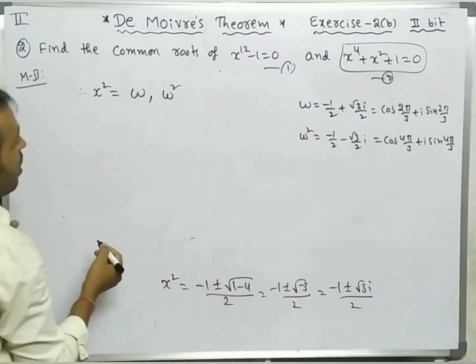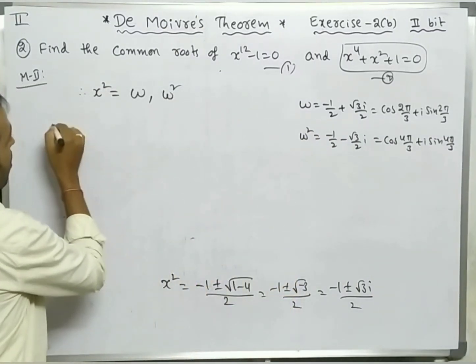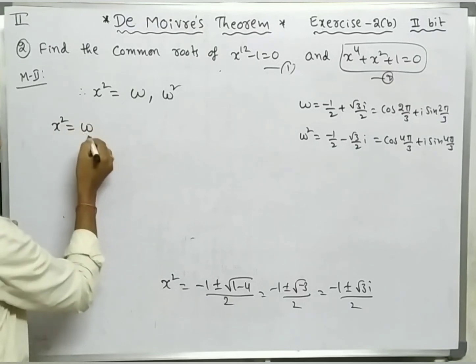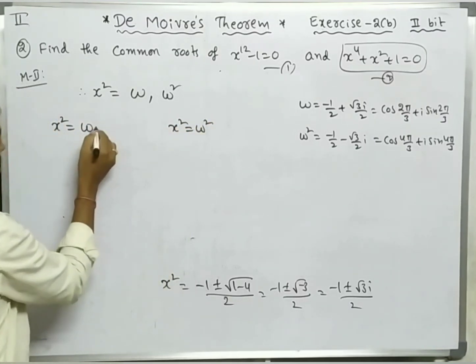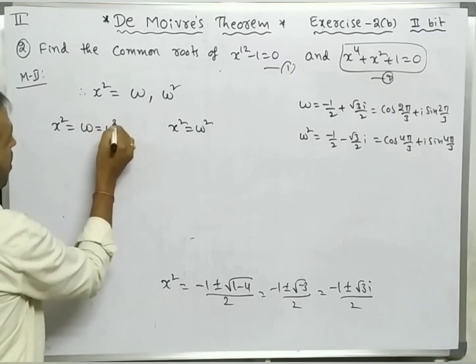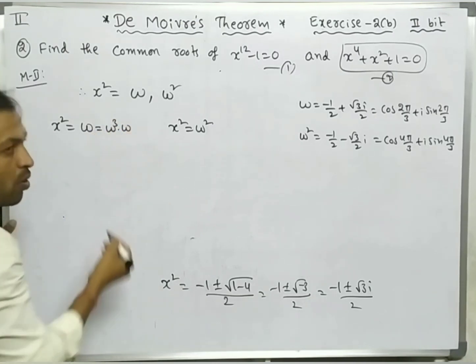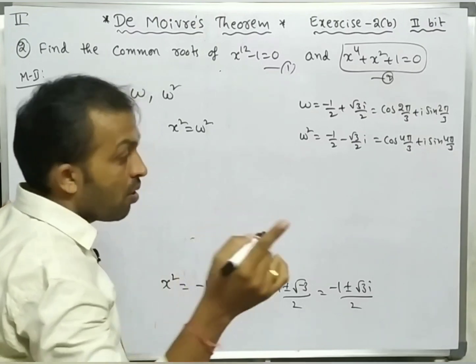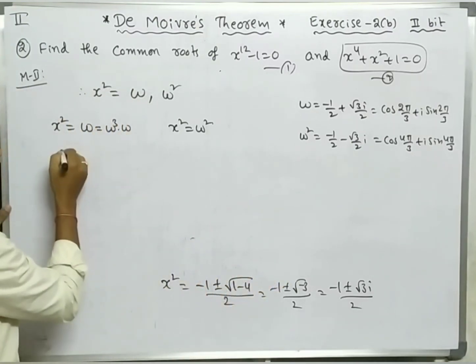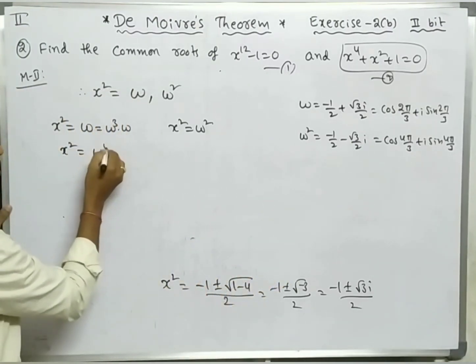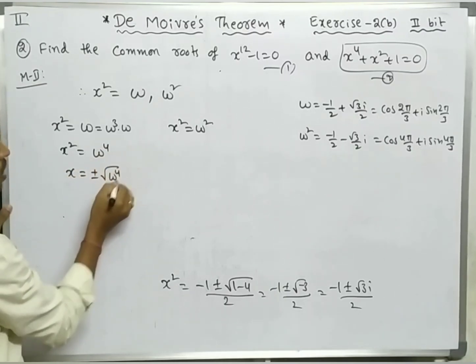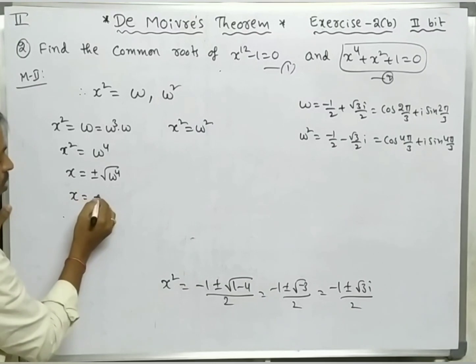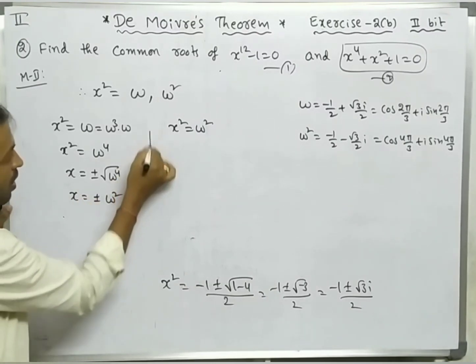So this one. Next, if we take x square is equal to omega and x square is equal to omega square, then this omega can be written as omega cube into omega. Omega cube is 1, right? So 1 into omega becomes omega. So x square is equal to omega power 4, then x is equal to plus or minus under root of omega power 4. So x is equal to plus or minus omega square.